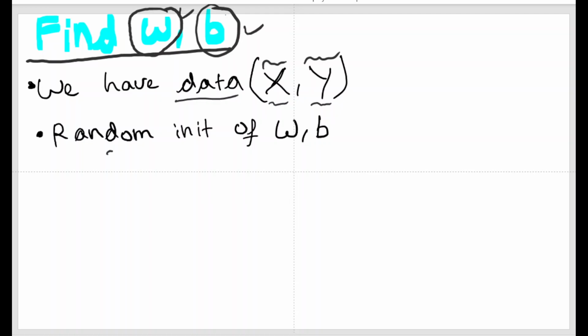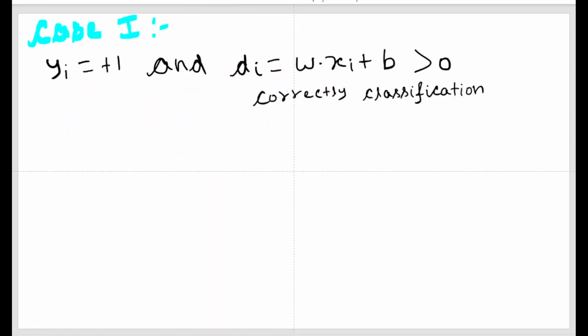So what do we do? We first just randomly initialize the values of W and B, and then we apply some techniques in order to find out the actual values of W and B. We will see, at the conclusion part, how we actually go about finding the actual values of W and B. We will see some different cases of how we go about finding the values of W and B. So let's see the next slide.